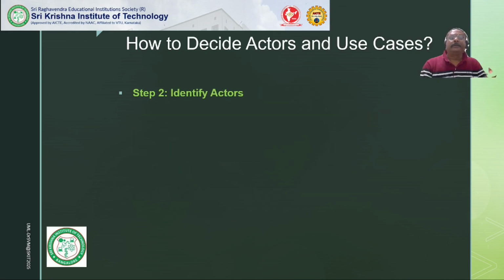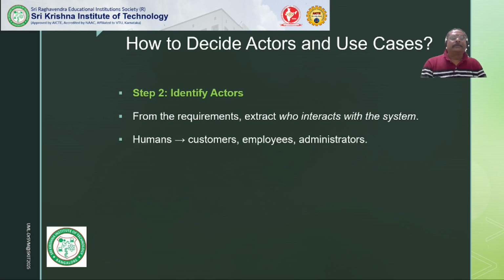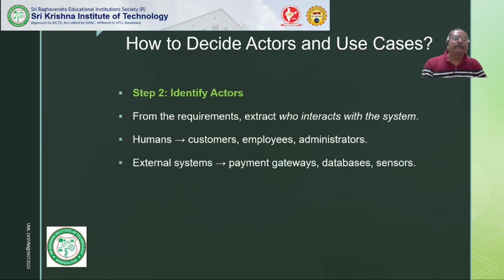The second step is to identify the actors. From the requirements, extract who interacts with the system. Humans will interact with the system; humans may be customers, employees, admins and so on. And there may be other external systems like payment gateways, databases, sensors, actuators and all that. All these are out of our purview. We are not going to implement the databases or generate the data; we are just going to use the data from the databases, or the data generated by the sensors, or we are going to use the available payment gateway for making or receiving payments.